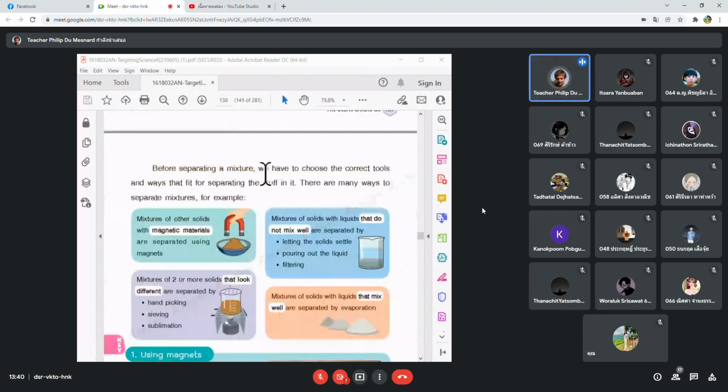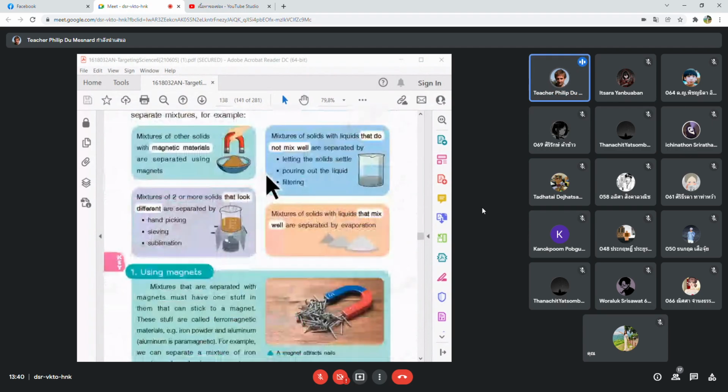Now, these pages are very important. Okay, you can see here that you can see the apparatus and also the name of the methods for separating things. So this page is very important. So I'm going to make a star. So like this. So in your book, you can make a star with this page, because this page, it is very important.